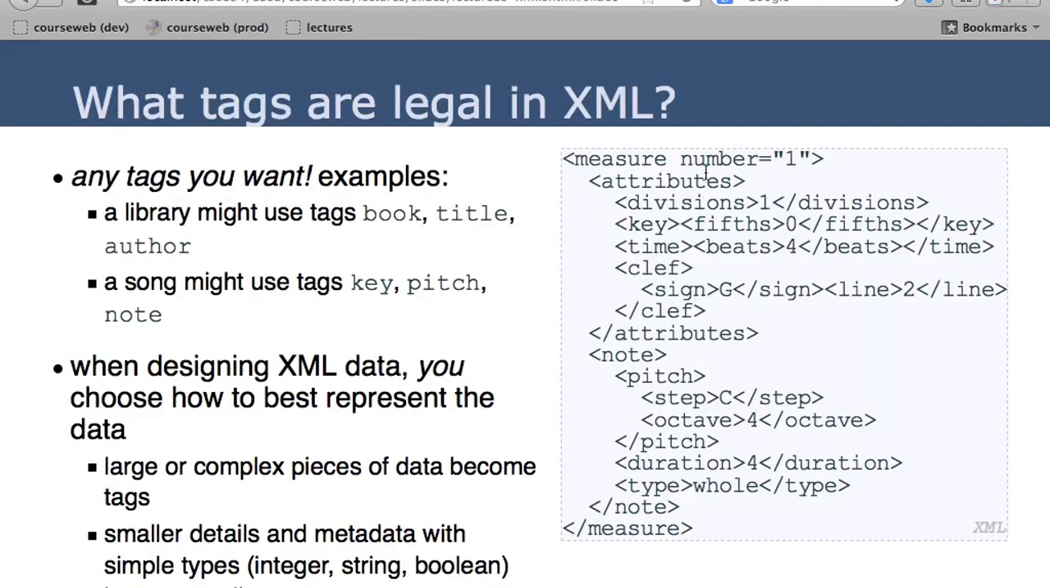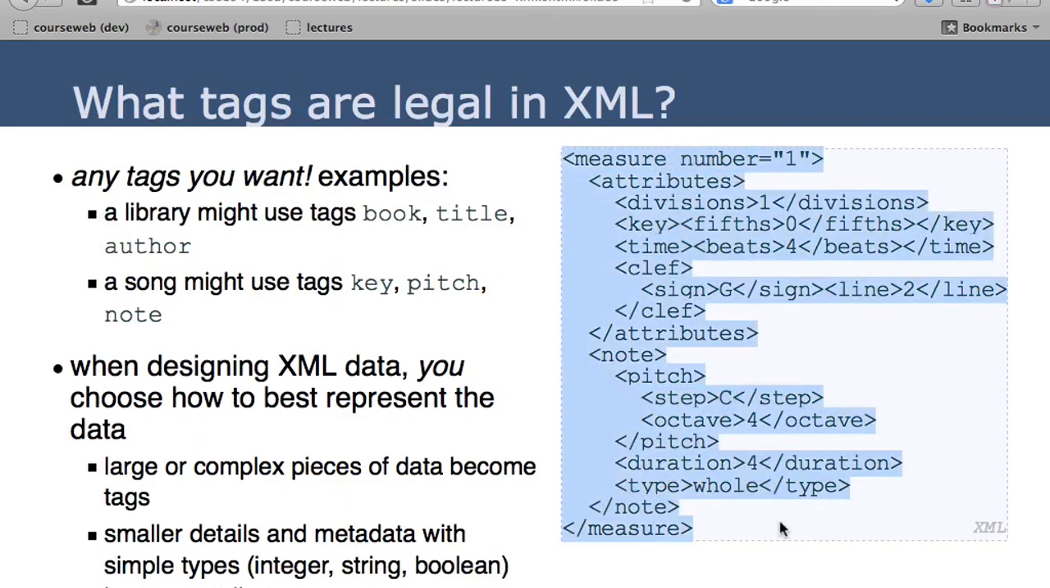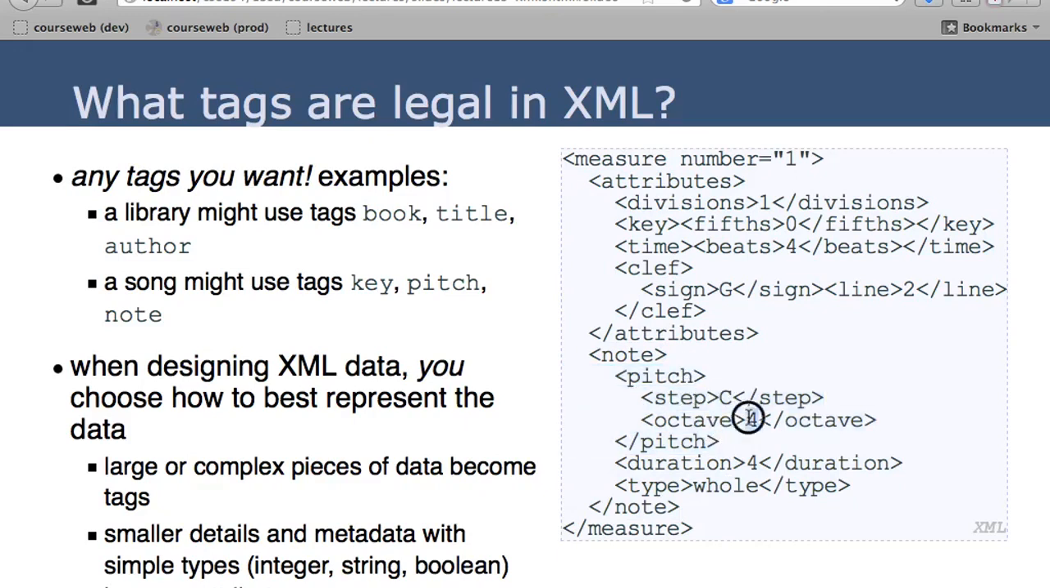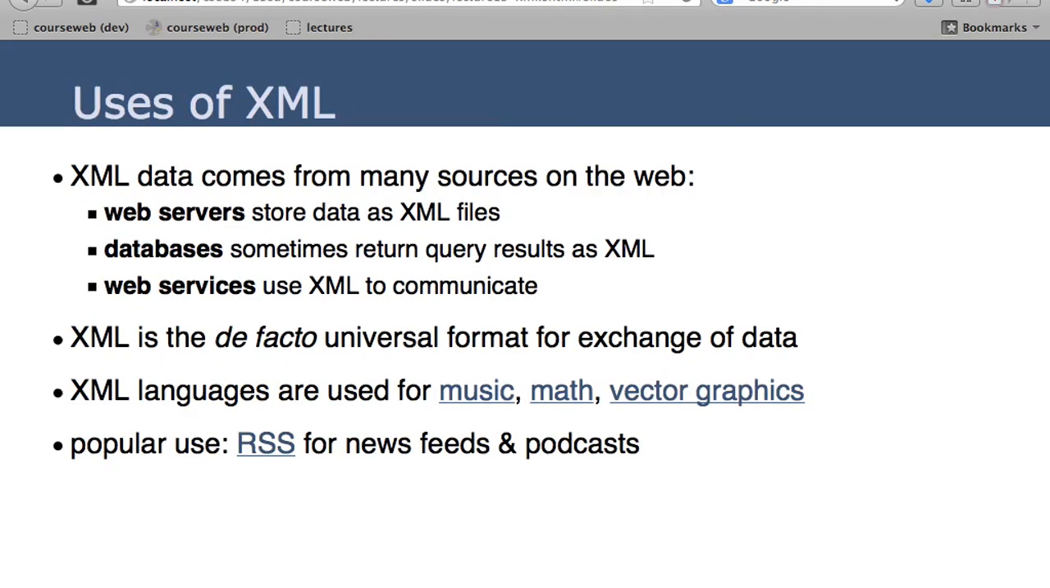On this slide, we've got an example of MusicXML. This is the MusicXML to represent a single measure. A measure is a unit in music. Attributes for this measure. A single note here is represented by this. We've got a pitch, represented by a letter and an octave number, duration, this is going to be a whole note, and so on. So this is a representation of music.